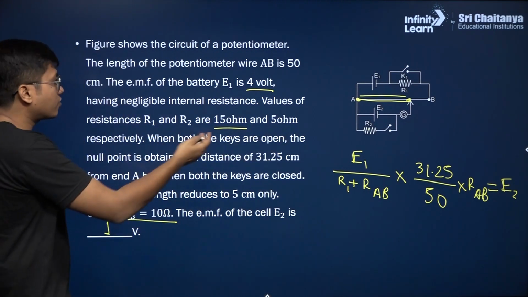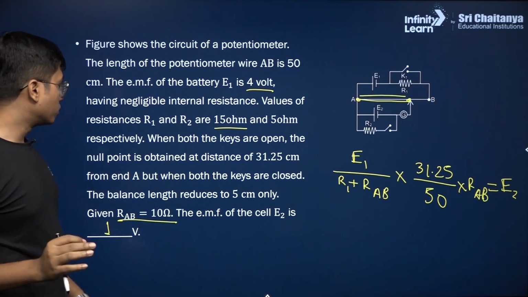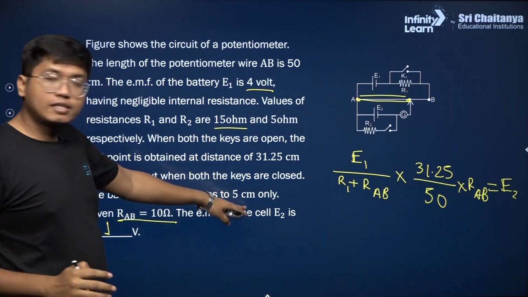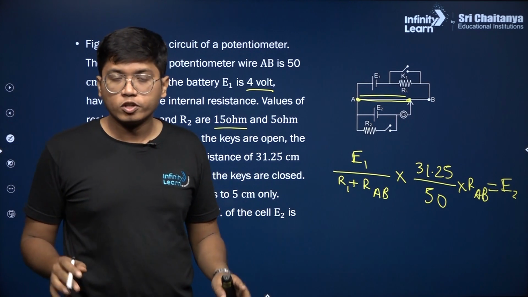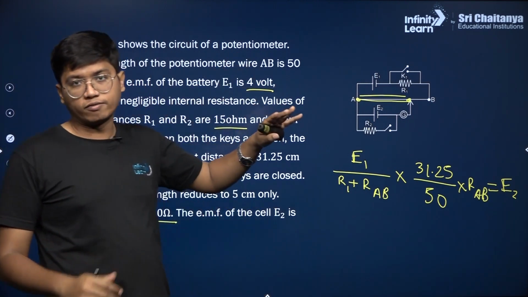So you see, this 5 ohm is just there to confuse you. You don't even need it. The other balance length is not even needed for you. You can just do it with the first case itself.